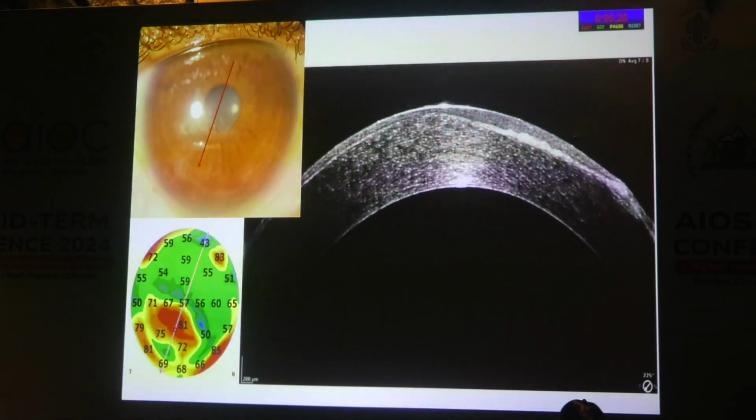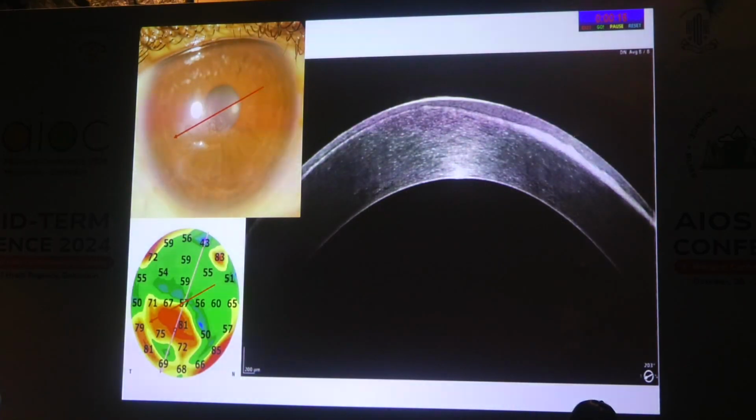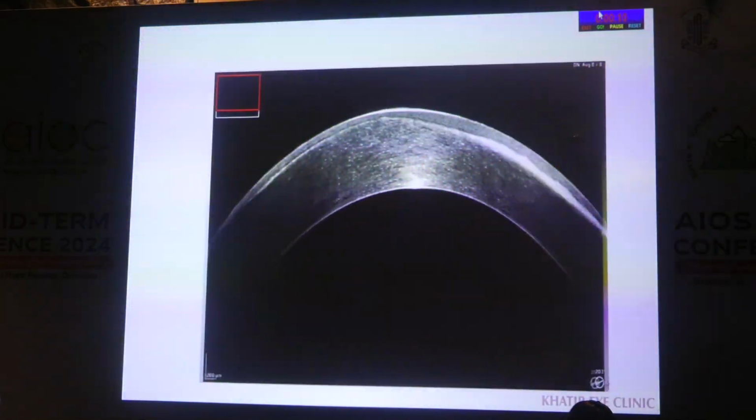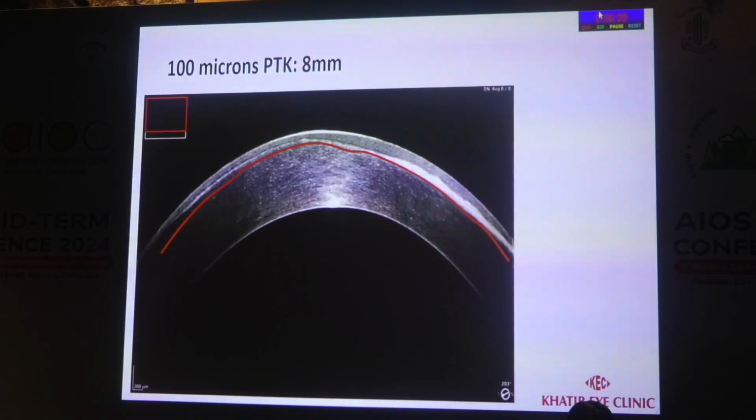And why the epithelium is hypertrophied, if we do an OCT raw image passing through the scarred area, we can see that because of that scarring, there is a flattening induced in that area, and the epithelium is trying to compensate and thickening. Similarly, we are seeing this. So our plan was, we again told the patient that you will require more than one procedure.